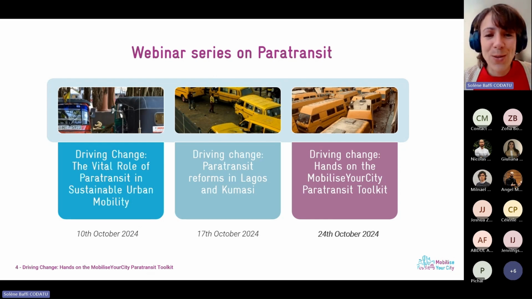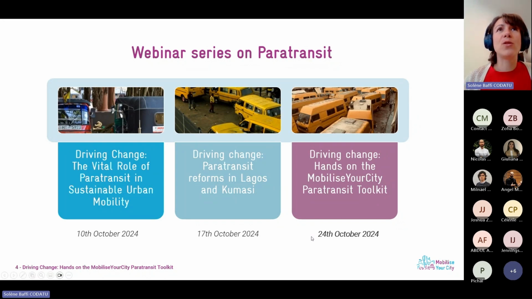And today we would like to give you the floor to see how we could build together an approach and a strategy on how to better integrate and better reform the paratransit sector using some of the tools that are available in the Mobilise Your City Paratransit Toolkit.